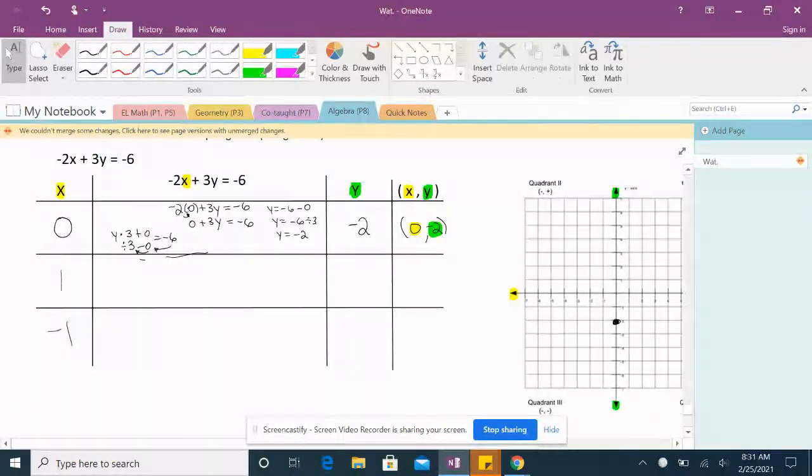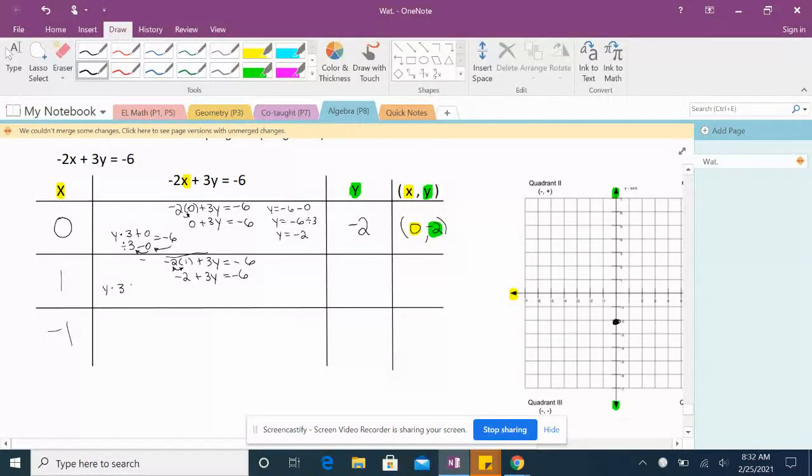Now we do the next part. Ahora hicimos el otro parte. -2 times 1 plus 3y equals -6. Reemplazamos la x con 1, bajamos todo. We multiply the parentheses, multiplicamos los paréntesis, bring down everything, bajamos todo. Now we backtrack. Ahora backtrack.